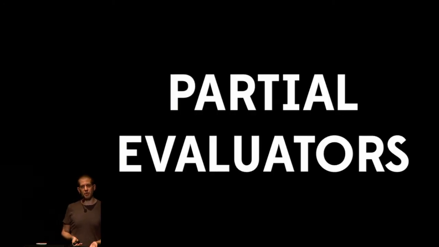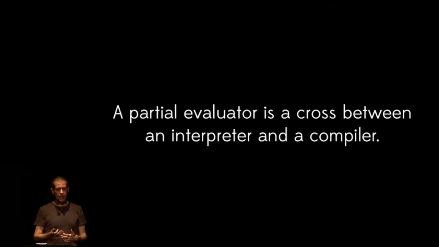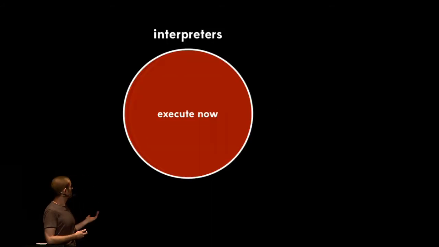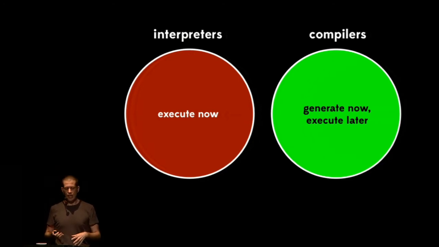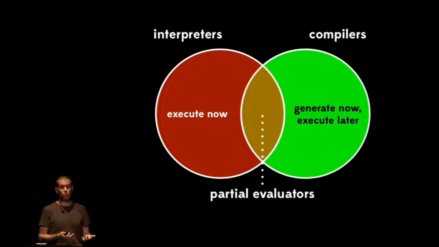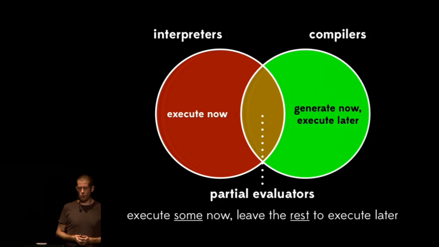So I've mentioned interpreters and compilers. There's a third kind of thing called a partial evaluator, which is really why I'm here talking to you today. A partial evaluator is like an interpreter or a compiler, and in fact, it's sort of a cross between the two of them. I've said that interpreters can execute a program right now, and compilers can generate code right now to be executed later. And partial evaluators kind of live somewhere in the middle. They evaluate some of the code now and leave the rest of it for execution later.